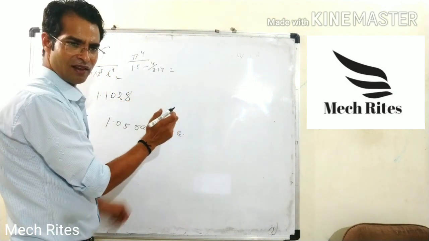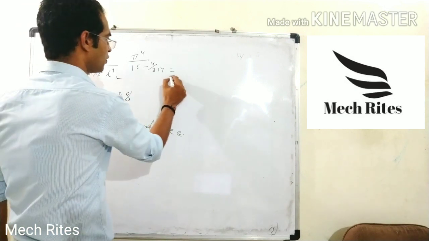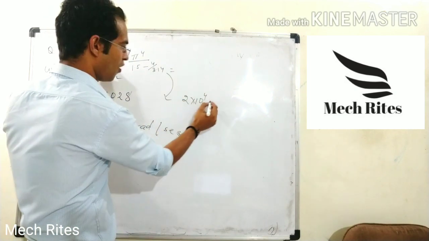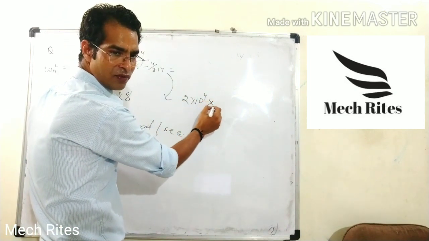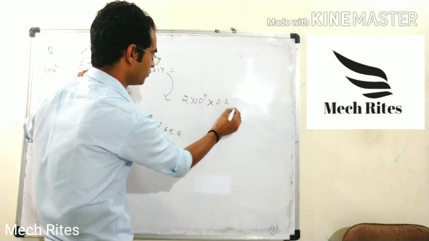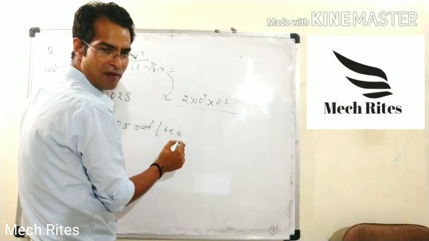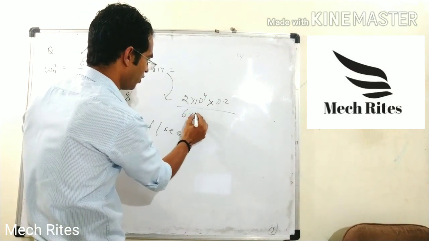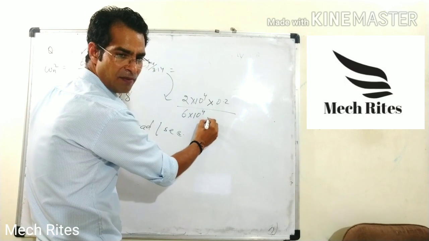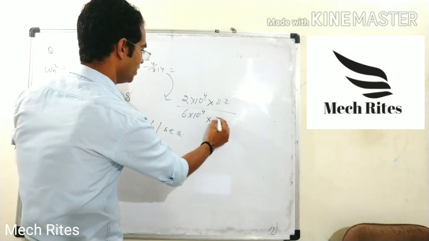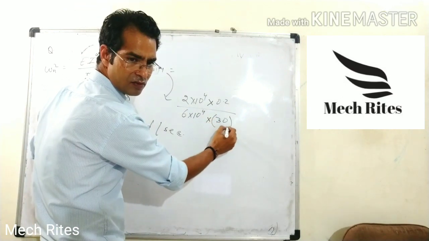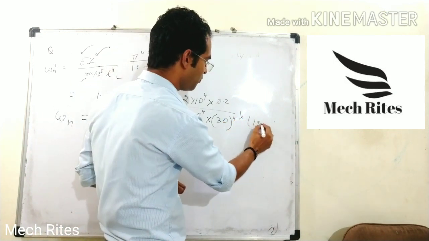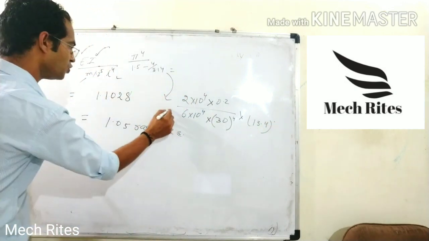Okay, you may put the value of E, I, so we can solve it. It's very easy. Value of E was what? 2 multiplied by 10 to the power 4. Value of I was what? It was 0.2. Value of M was what? 6 multiplied by 10 to the power 4, multiplied by L was 30, so 30 to the power 4, and I will multiply this with 13.4. So finally you will get this.